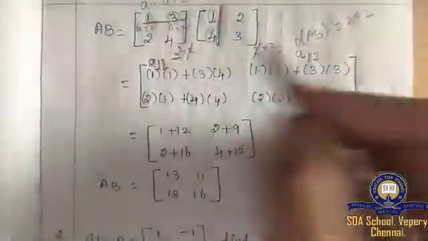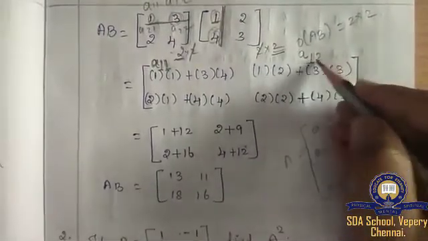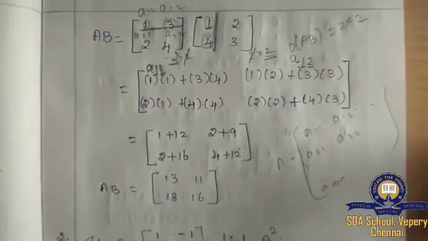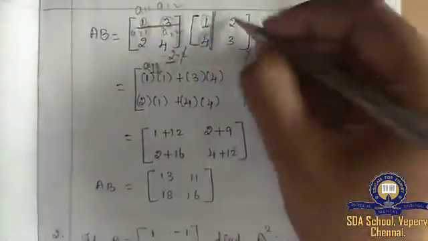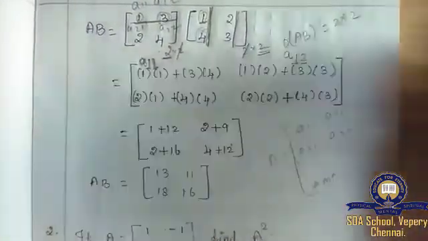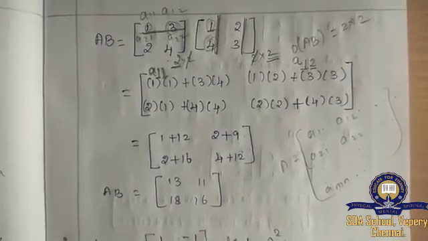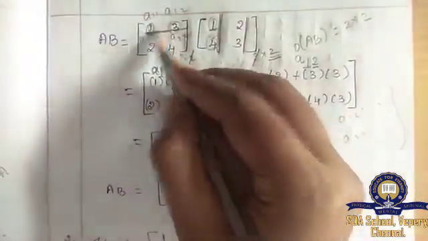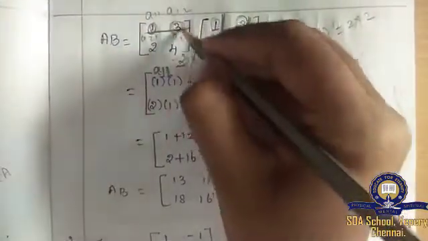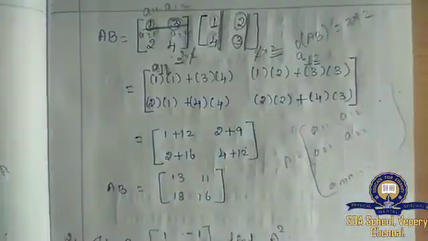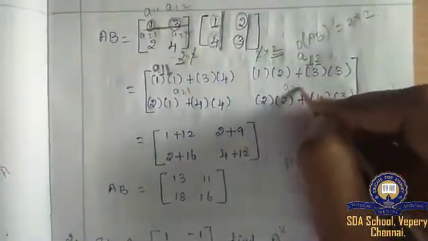Here I want to multiply the first row of the first matrix with the second column of the second matrix. So I am going to multiply the corresponding elements. 1 should be multiplied with 2. Then the second element should be multiplied with the second element. That is your answer. And then this is A21, this is A22.